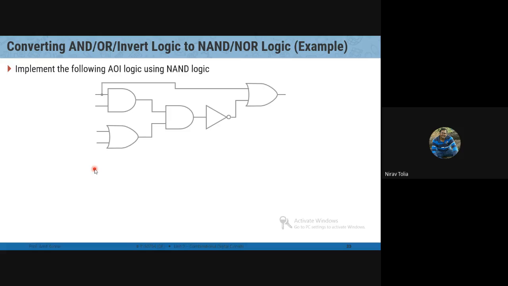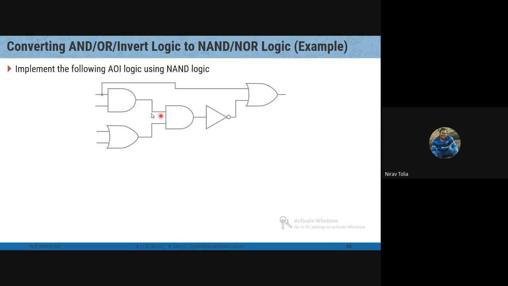Okay, let's say this is my circuit, and I have to implement this circuit in AOI logic. So what is the rule for that? You see, in the circuit we have an AND gate, OR gate, NOT gate. So this is the AOI logic, because we have AND gate, OR gate and NOT gate only. Now suppose I have to implement it using NAND logic. What is the rule to implement this function using NAND logic?